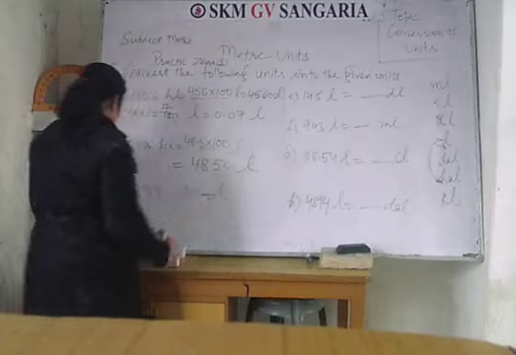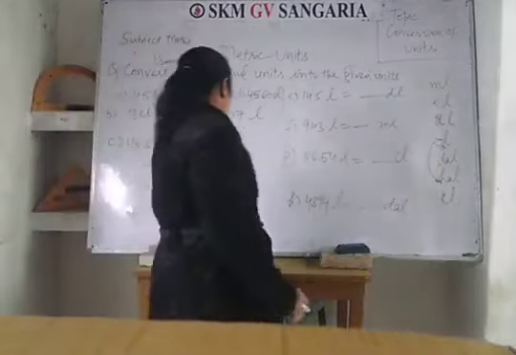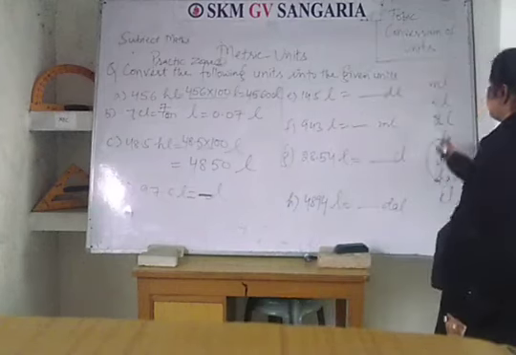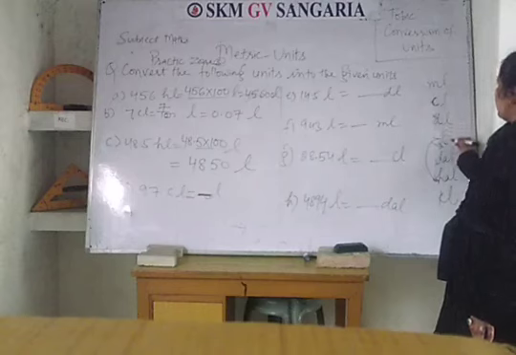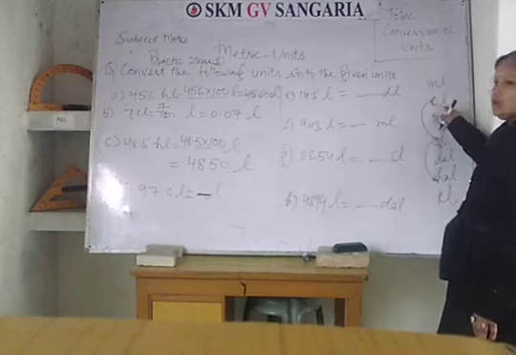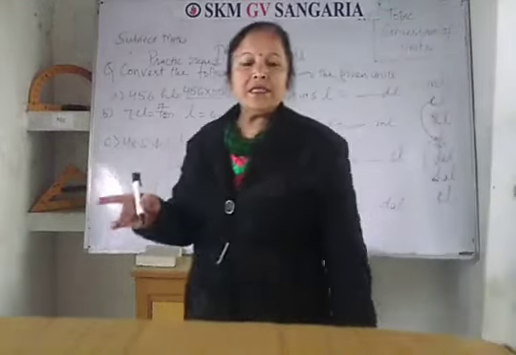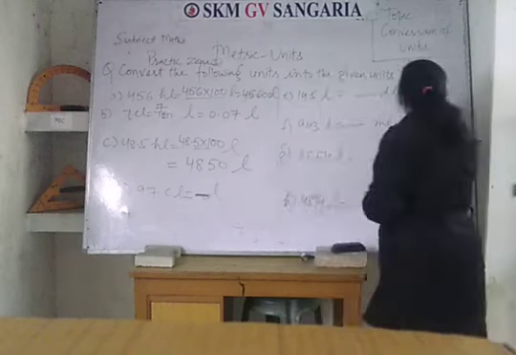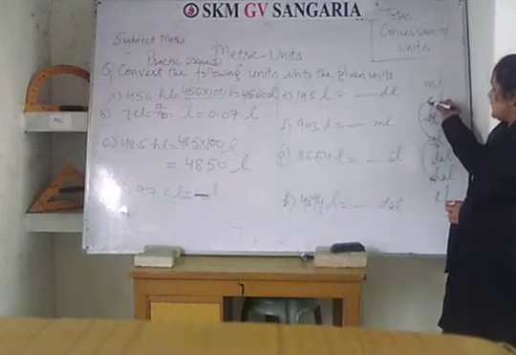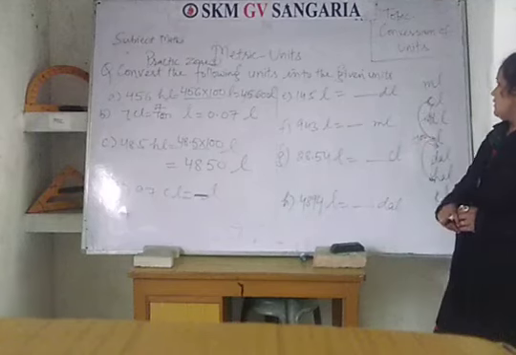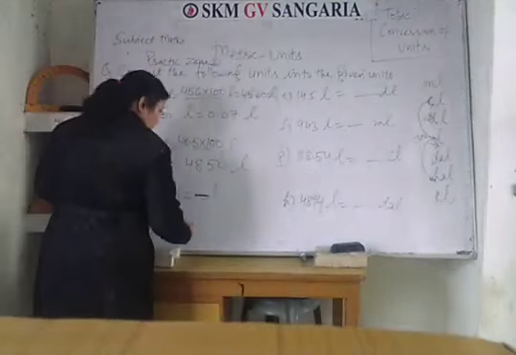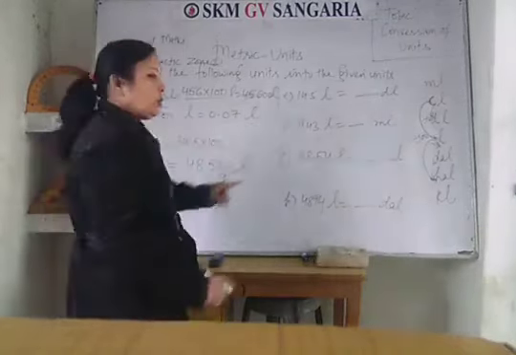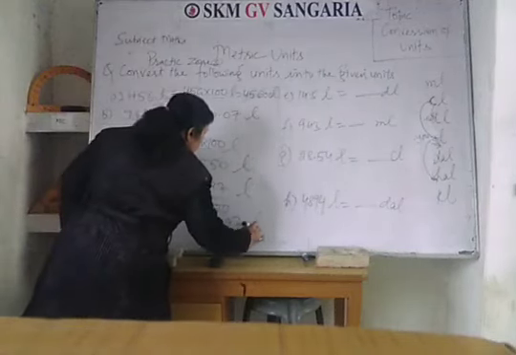Then 97 centiliter is to be converted into liters. Centiliter is a smaller unit, smaller than liters. When a smaller unit is converted into a bigger unit, we divide. When centiliter is converted into deciliter, you divide by 10. When centiliter is converted into liters, you divide by 100. So 97 will be divided by 100, and the unit will be converted into liters. So it is equal to 0.97 liters.